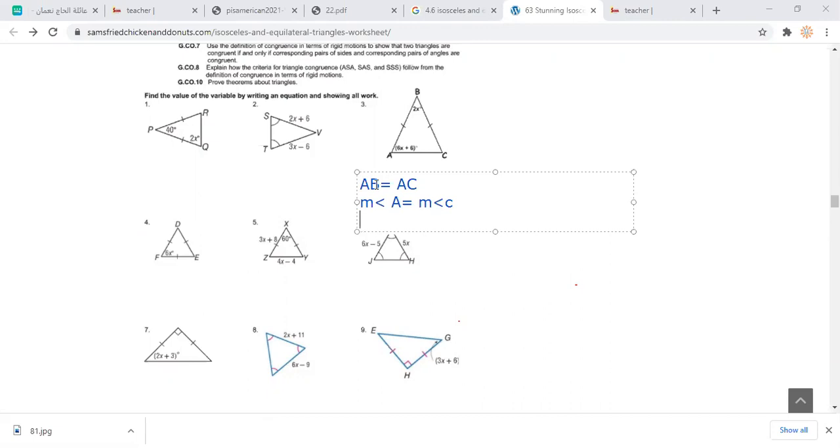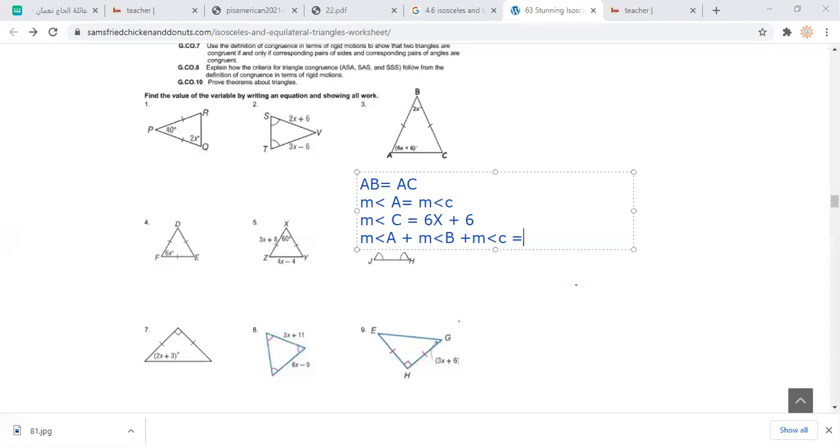Which means the measure of angle C now will be how many? 6x plus 6, right? Then after that? Tell me the rule which you are going to use. Measure of angle A plus measure of angle B plus measure of angle C, exactly. Their sum should equal 180. Yes, very good.